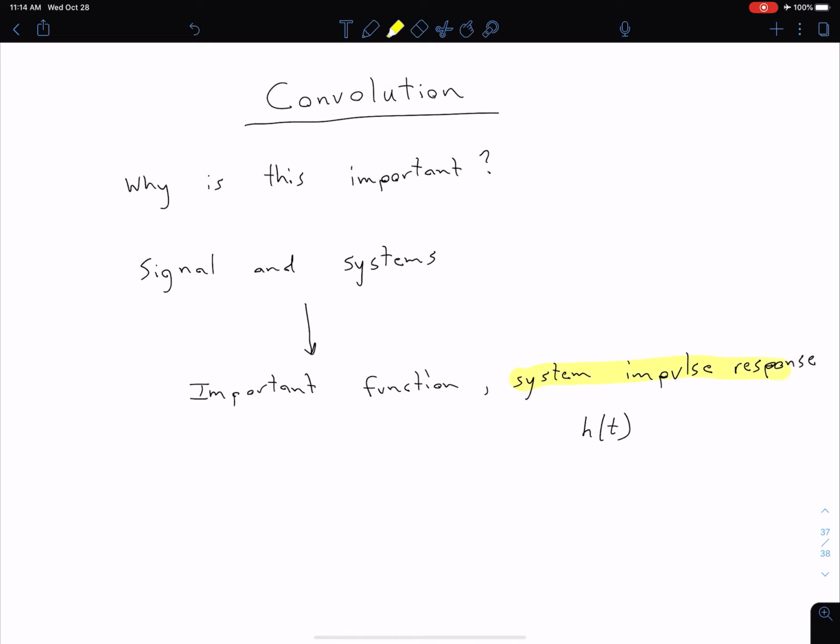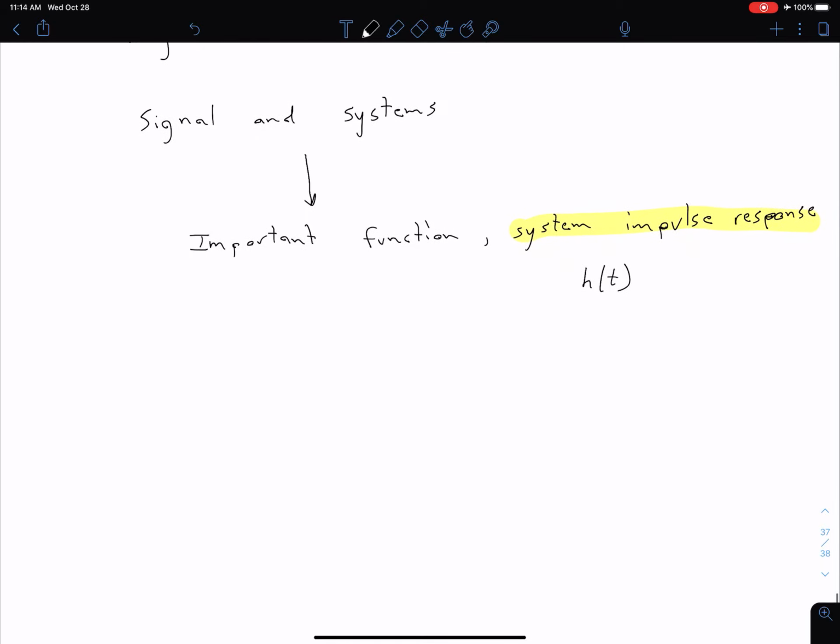If we break down this name, system impulse response, what it means is if our input to the system, x of t, is equal to our impulse function, delta t, then that's going to give us an output that equals h of t. So it's the response of our system to an impulse at the input. Over here we have our input side, and over here we have our output.